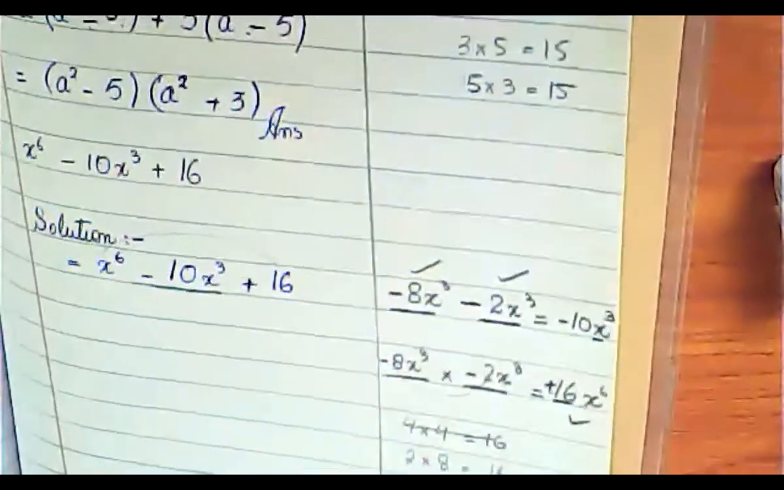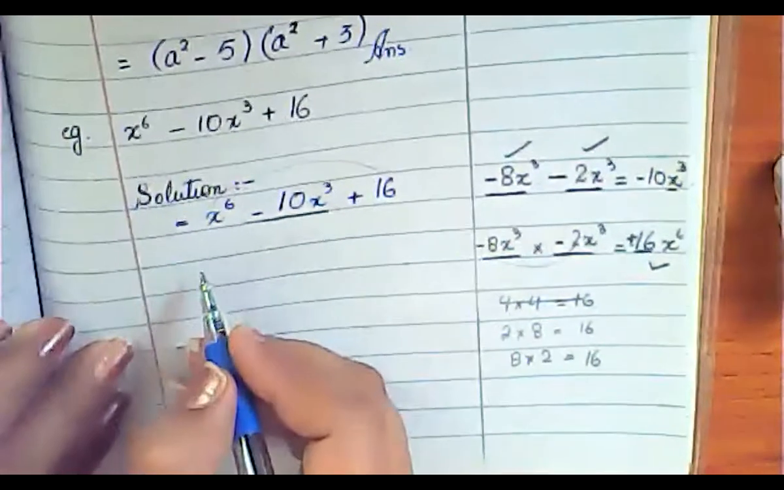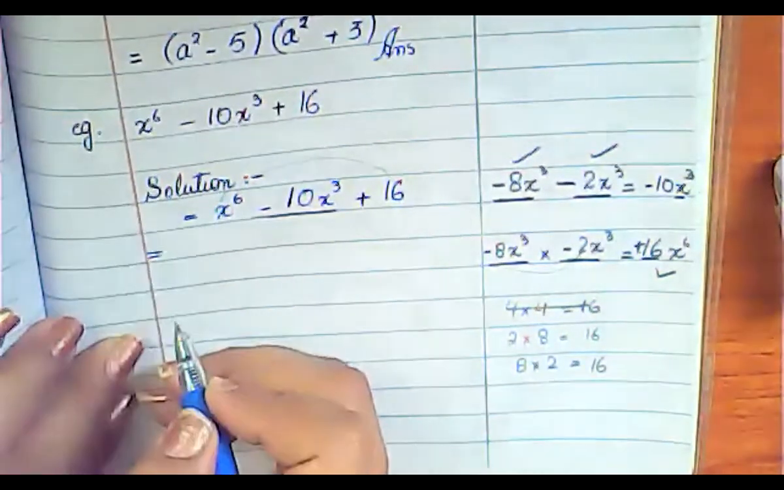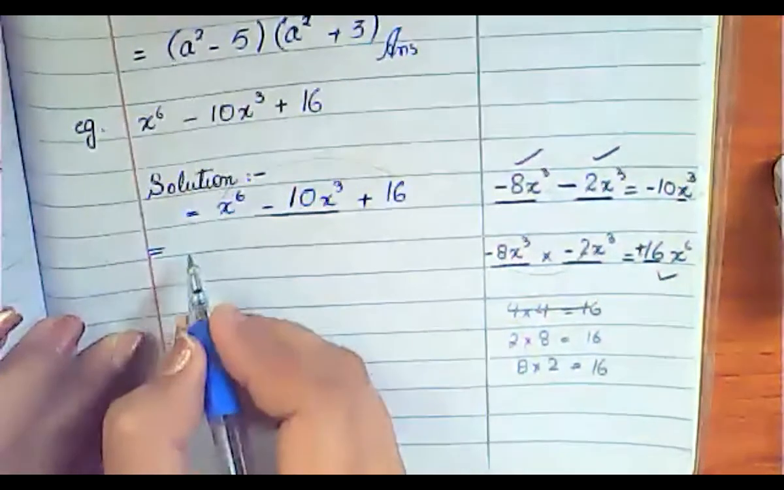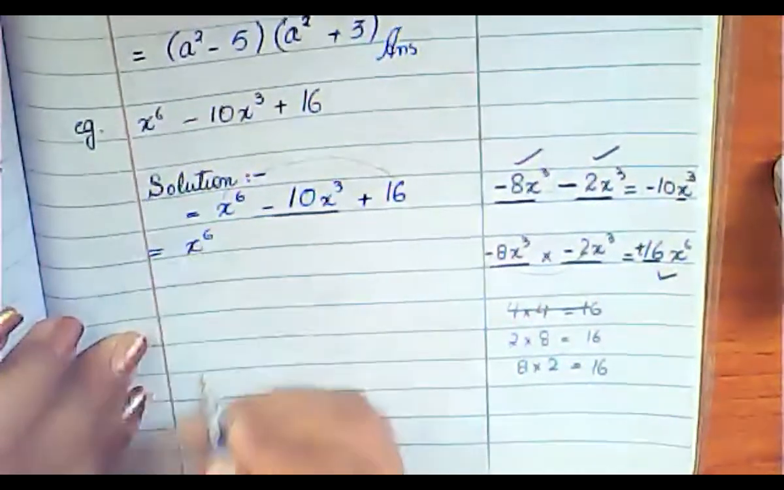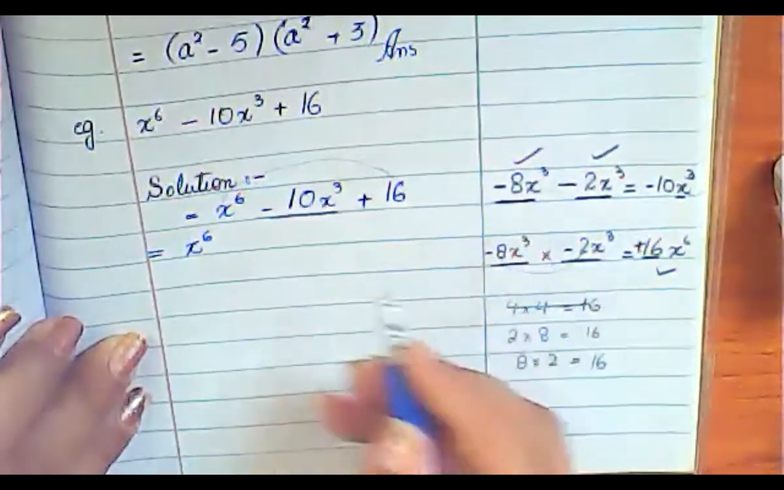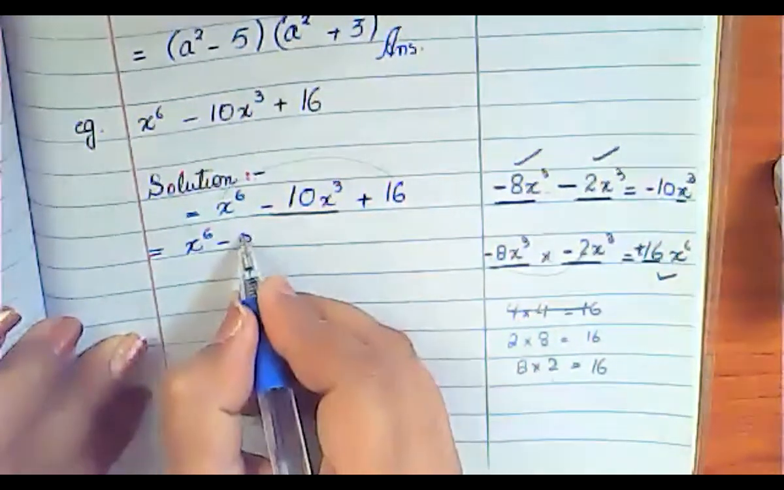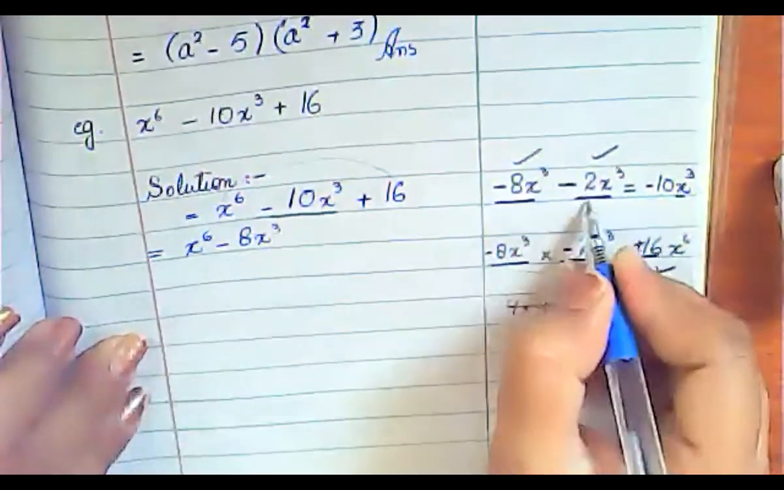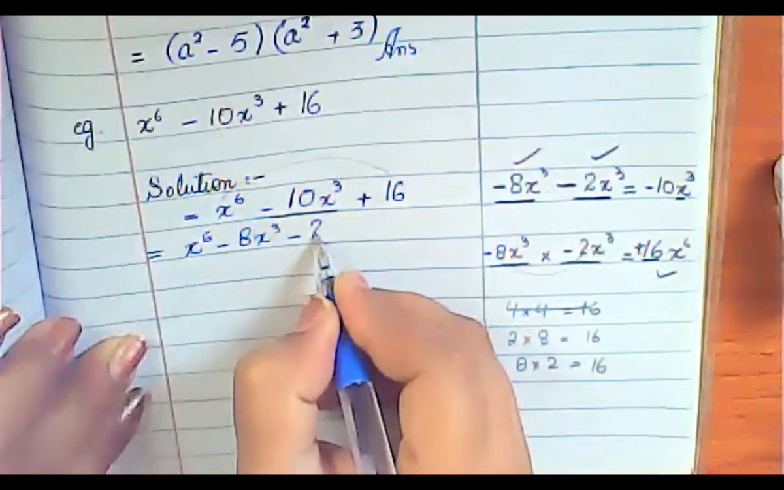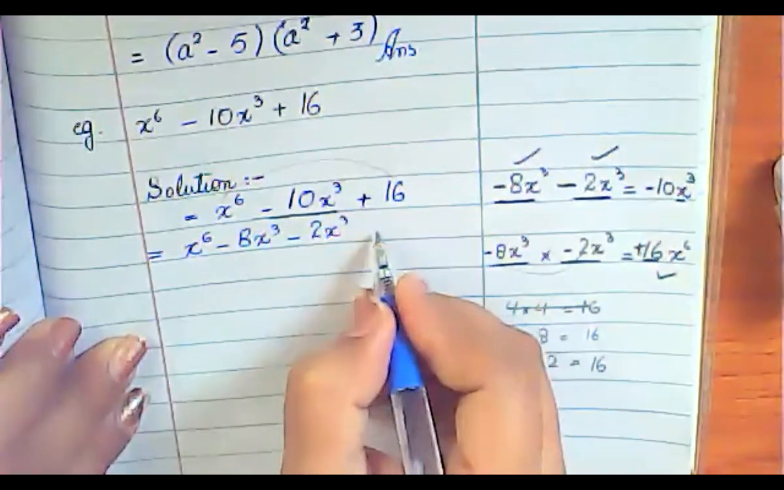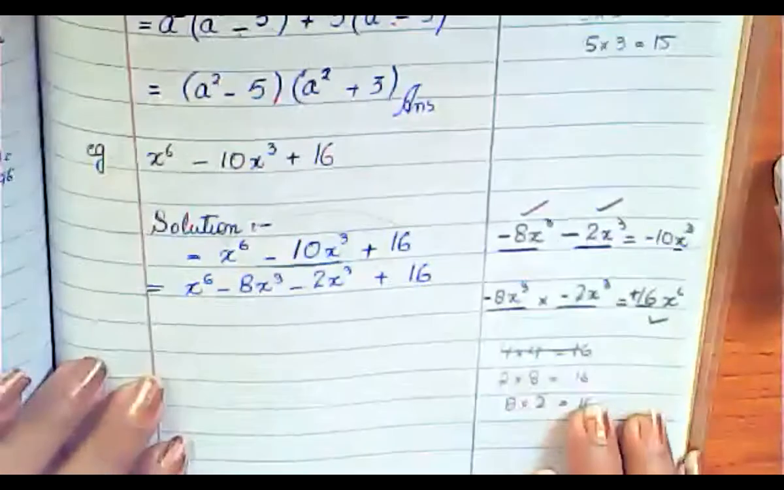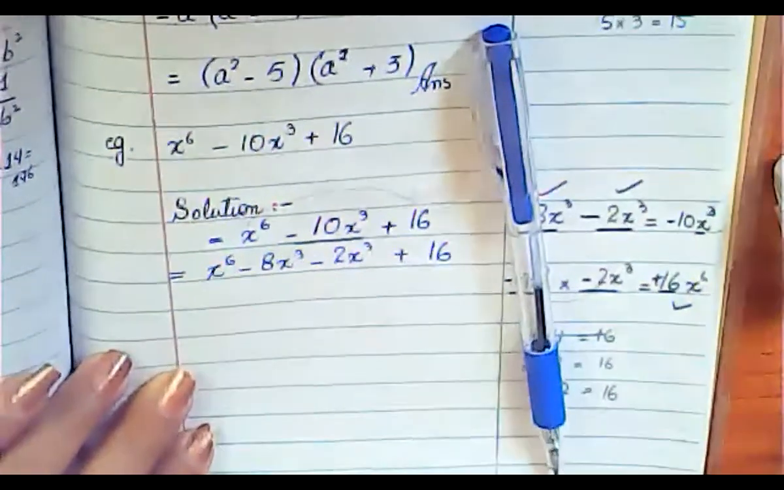Understand? Now what we will write here, we will break the middle term into two factors. First term will remain x6. No, do not copy it down in your copy, just listen. This will be x6. Now the first term is minus 8x cube, then minus 2x cube, then the last one, which is plus 16. Now in the next step, we are going to take common here.